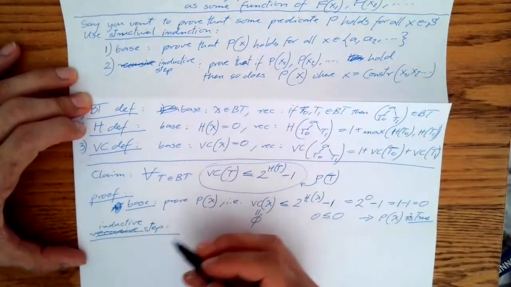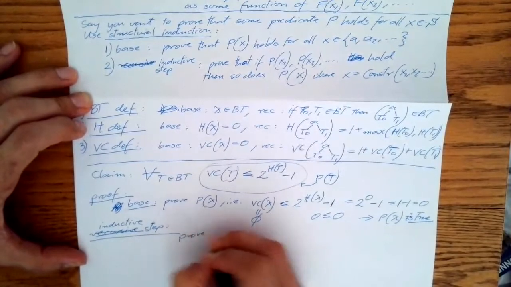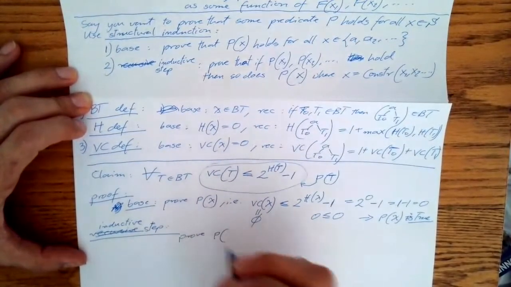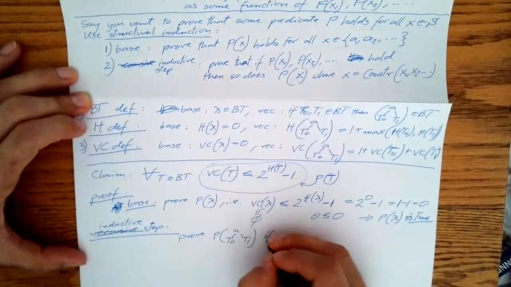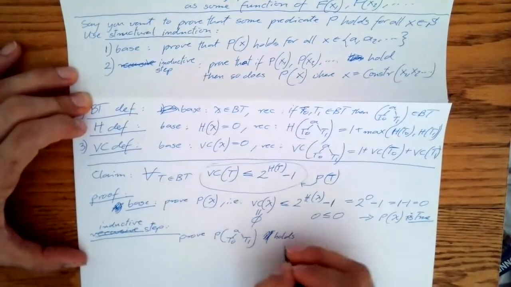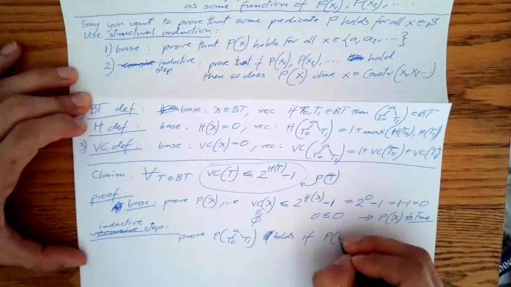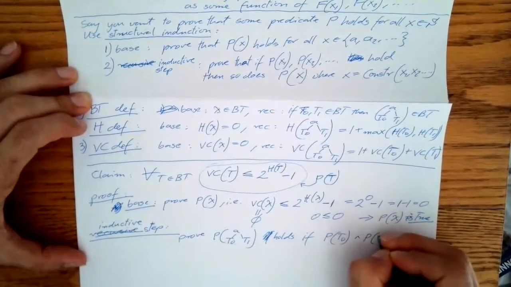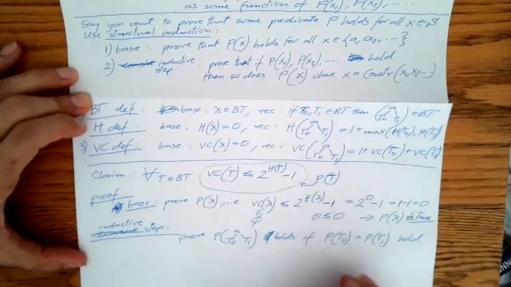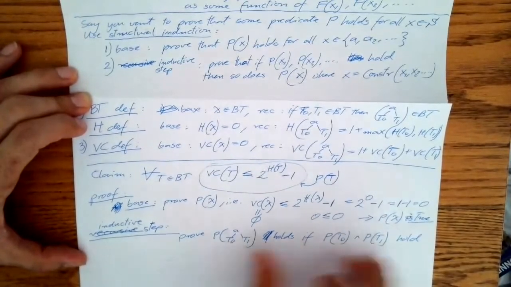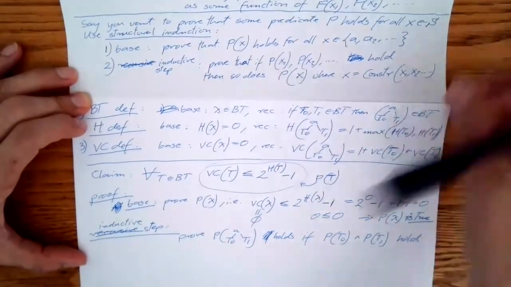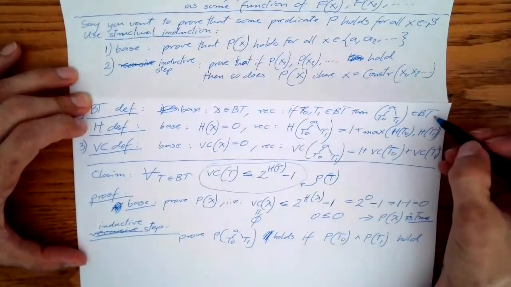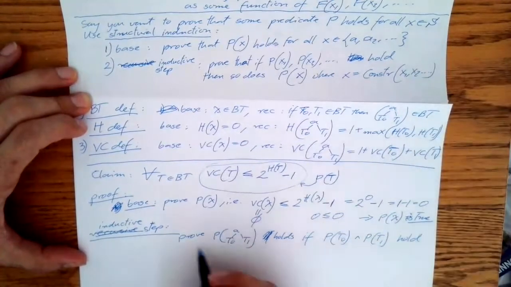So in the inductive step, I have to prove that P holds on a tree constructed this way, if P of T0 and P of T1 hold. That's what you have to prove in the inductive step, right? Because that's what this says right here. It's this instantiated for the case of the recursively defined object that we have here, which is binary trees. Okay, so let's prove it.